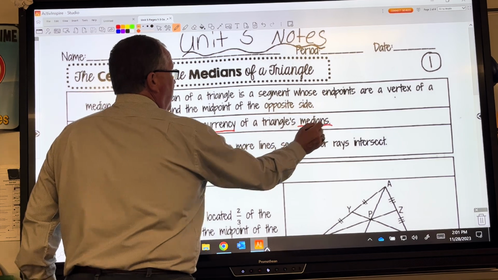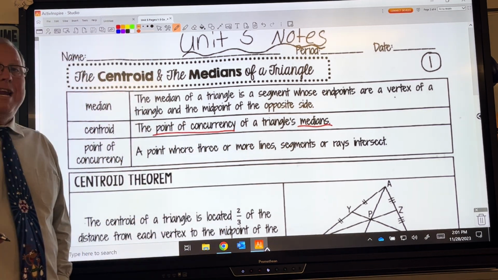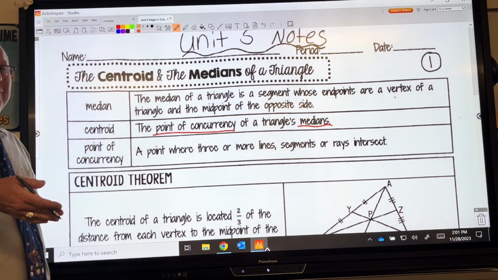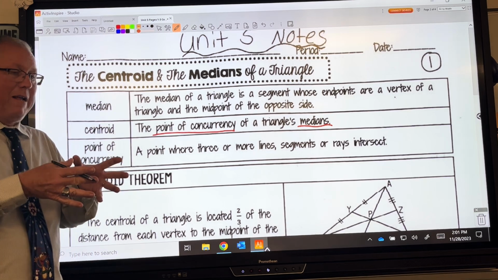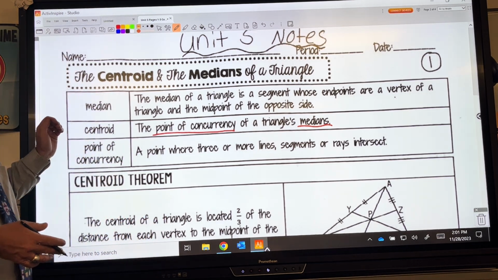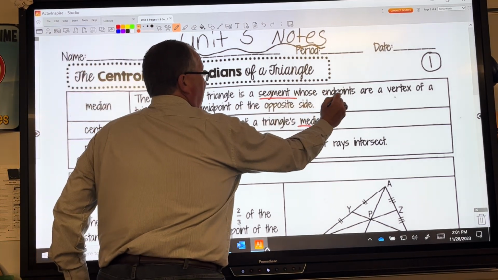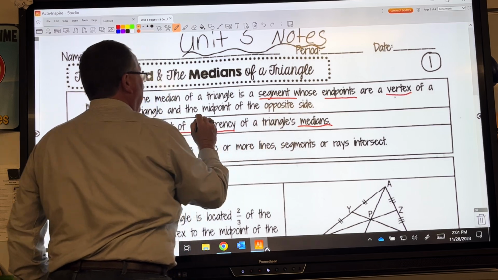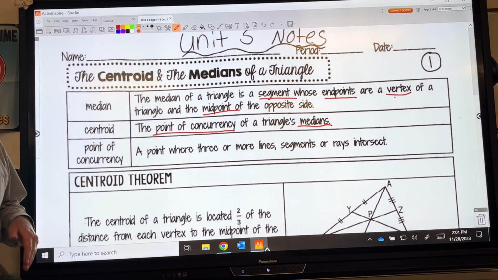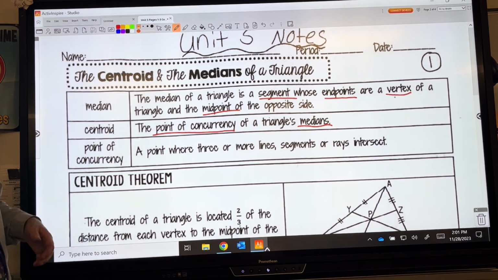Now, you may have heard medians before. Back when you were in middle school, you may have heard mean, median, and mode, right? And that was the median that was talking about the middle of a set of data, like in a bunch of numbers, we were talking about the spot in the middle. This median is different. The median that we're going to talk about up here is a segment. The endpoints are the vertex and the midpoint of the opposite side. Okay, so the vertex and the midpoint of the opposite side are what we're talking about. So we've got to find both of those, all right?